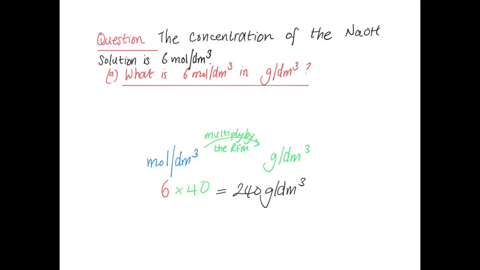Which means that if you took a decimeter cubed of water, a litre, and into that you dissolved 240 grams of sodium hydroxide, you would produce a solution of sodium hydroxide which has got a concentration of 6 moles per dm cubed.